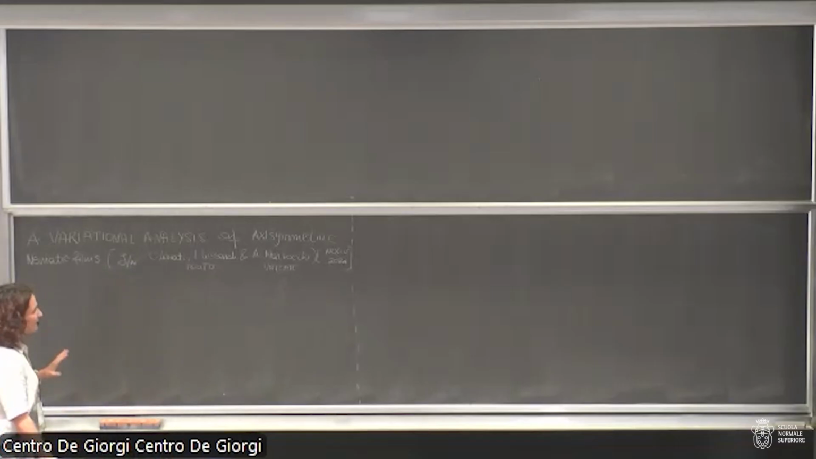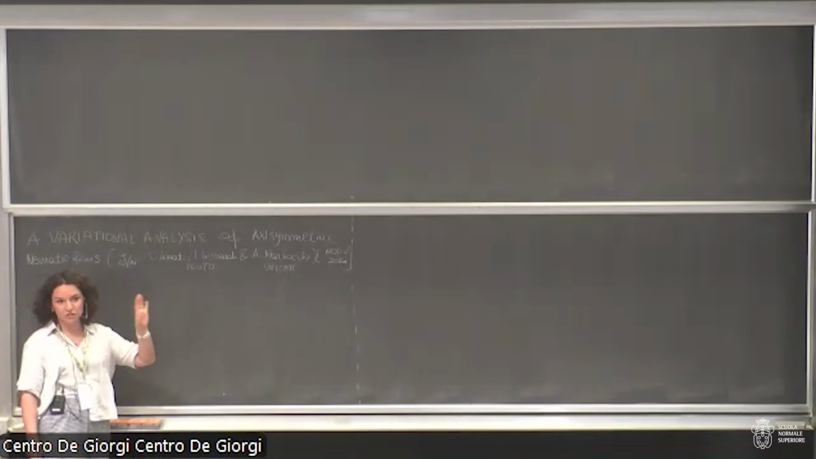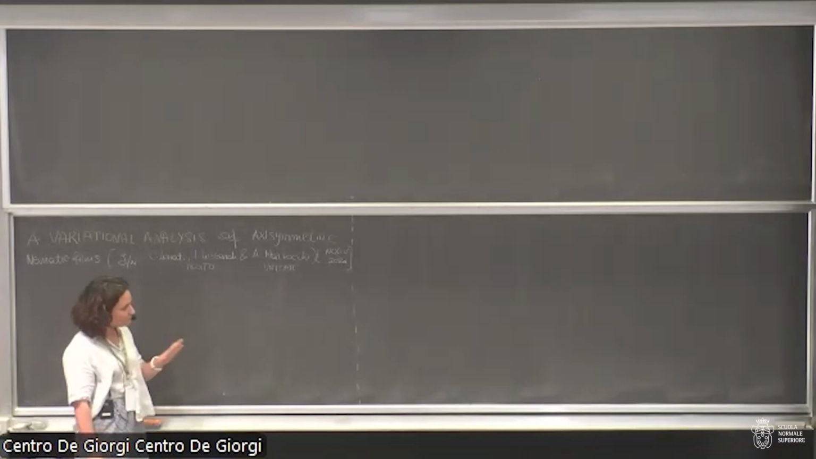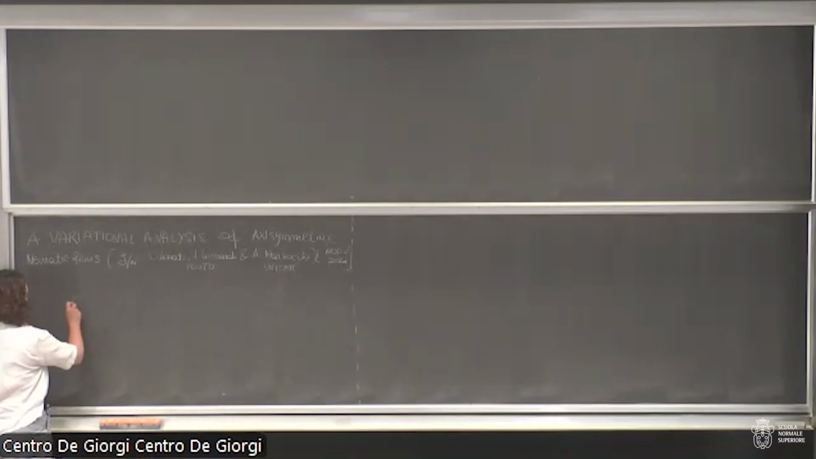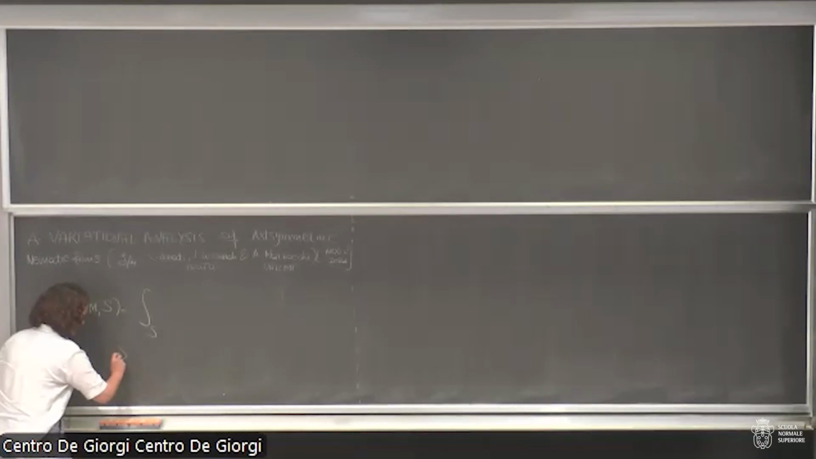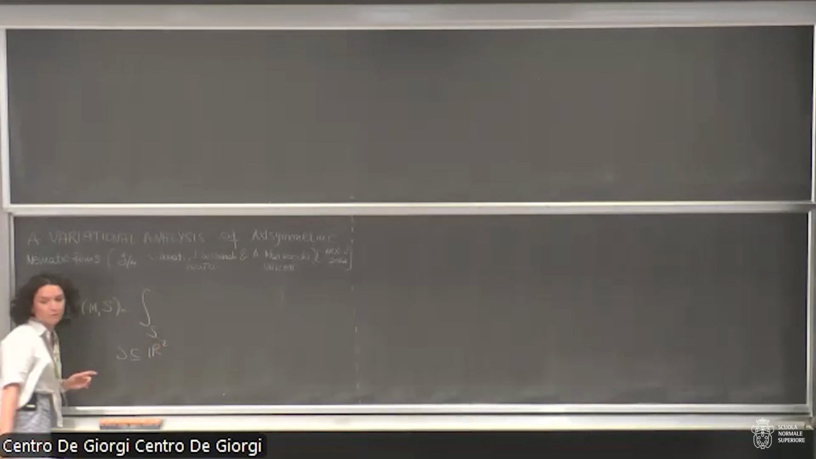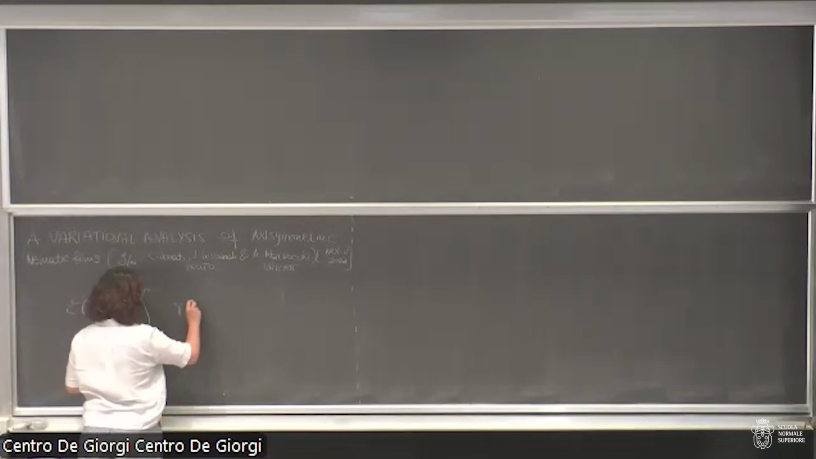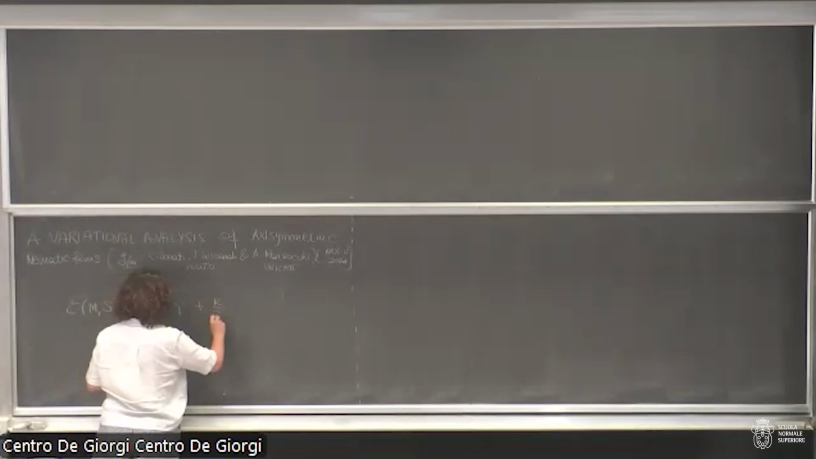So let me start from the energy functional that we want to consider. I want to give you the motivation for why we are interested in such a functional, but just to set the mathematical setting, I want to write the energy functional. The energy functional we consider is of this form: the integral over S, where S is a surface in R3, so a two-dimensional surface in R3. And we want to study this energy functional.